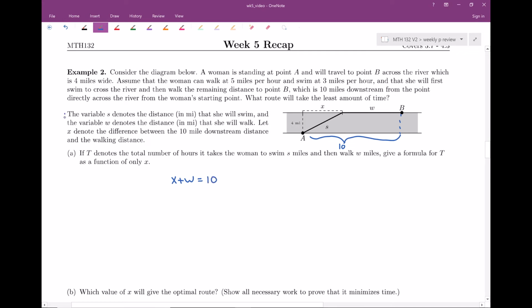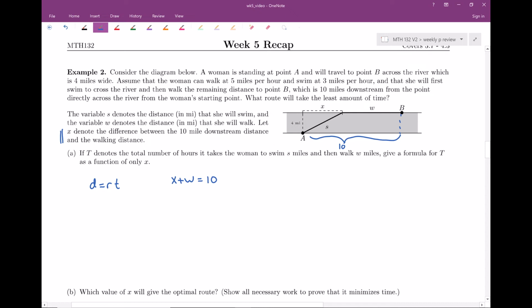And that's really kind of what this was saying right here. It's going to be, oops, not up there, the last couple lines. X is going to denote the difference between the 10 miles downstream distance and the walking distance. And again, walking distance was W. A lot of these things rely on distance equals rate times time. That's kind of an old, maybe physics equation. Distance equals rate times time, that we need here.